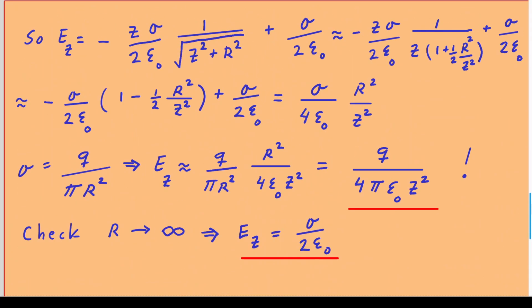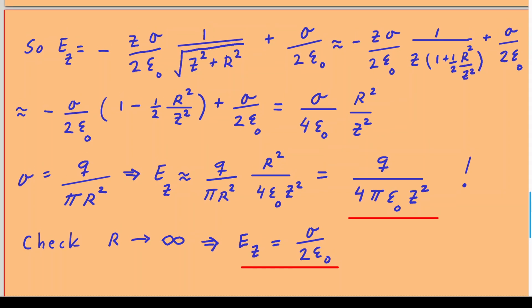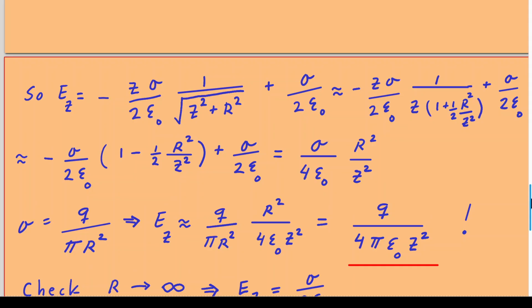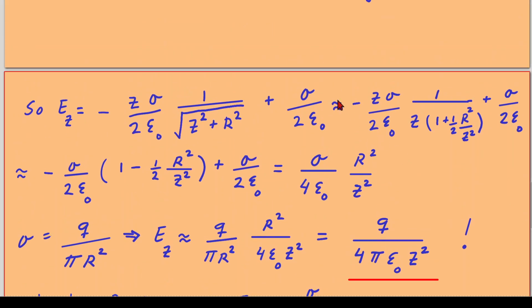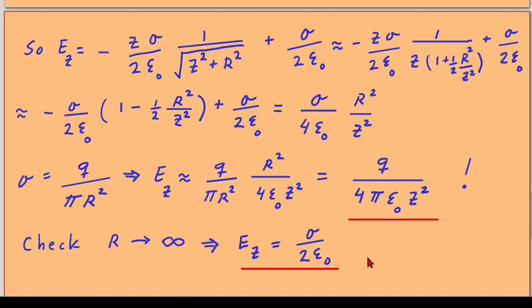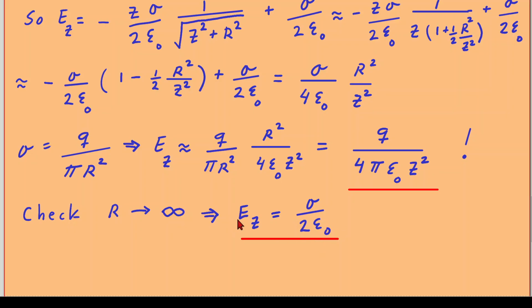Coulomb's law came back. And also, we should check here what happens if the disk becomes infinitely large. What then? And here is the full formula. But if you let R go to infinity here, then the whole term here will go to 0. So you will just be left with this: sigma over 2 epsilon naught. Now, that's exactly what we got here.